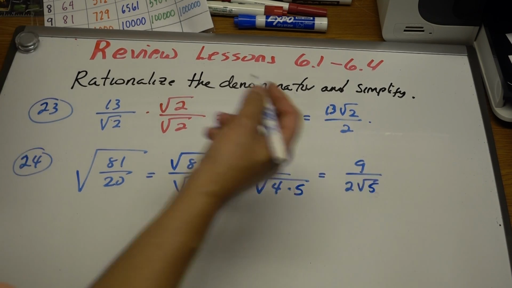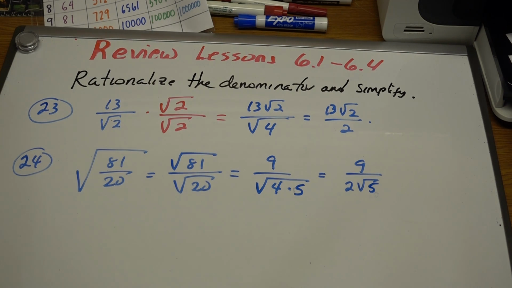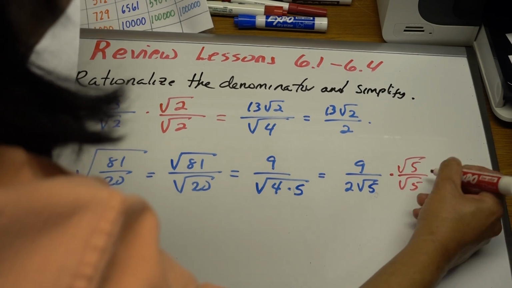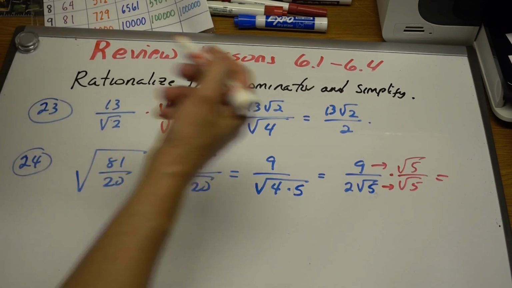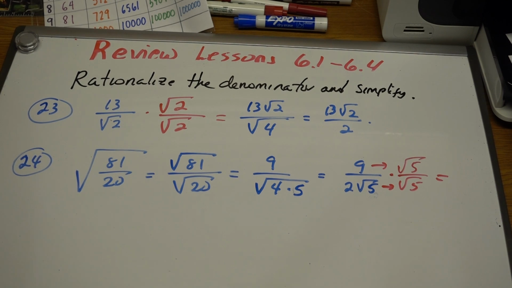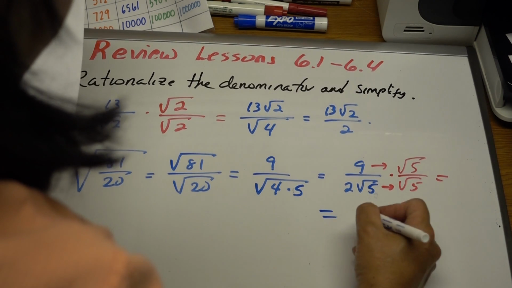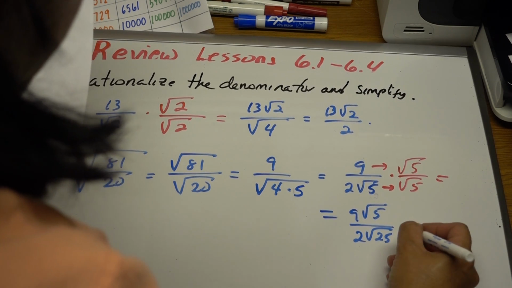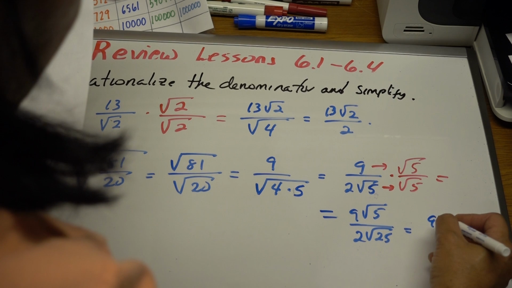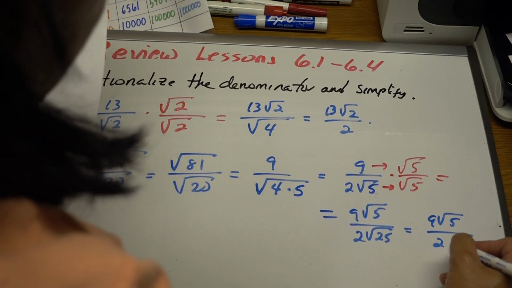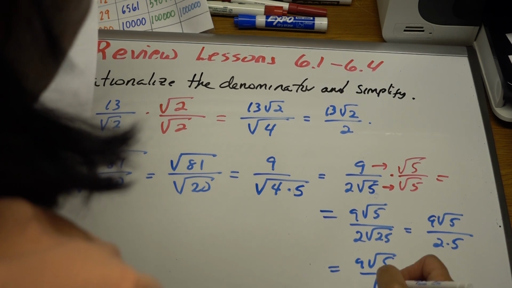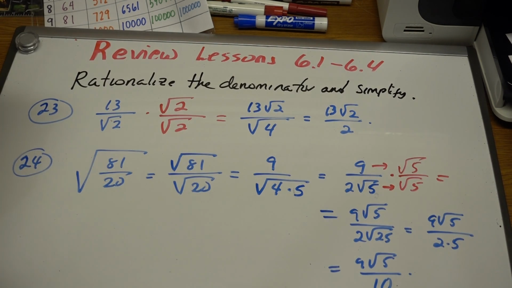In this case, we need to repeat the process from the previous example, multiplying by radical 5 in both parts. Multiply across, and we have 9 radical 5 over 2 square root of 25, because 5 times 5 is 25. So it's 9 radical 5 over 2 times 5. The answer is 9 radical 5 over 2 times 5, which is 10. That's the answer for number 24.